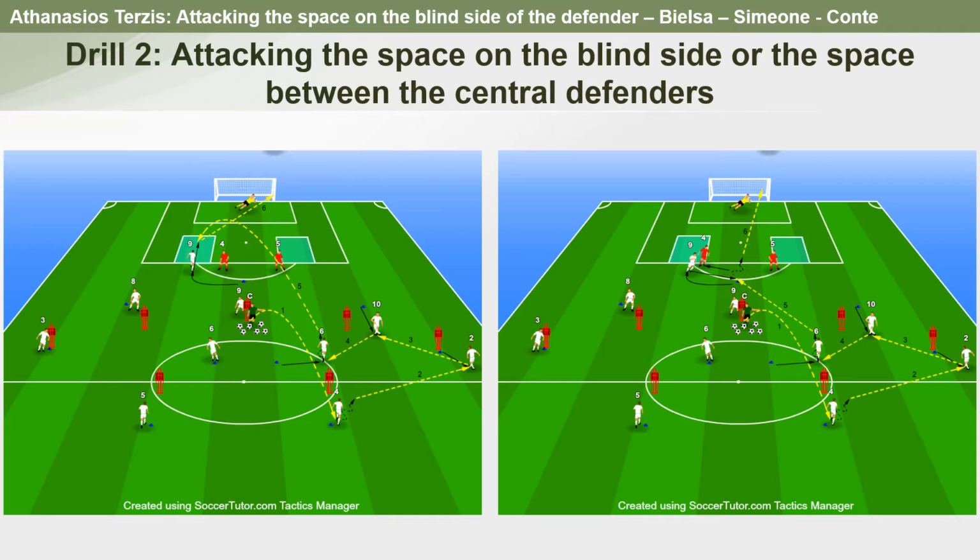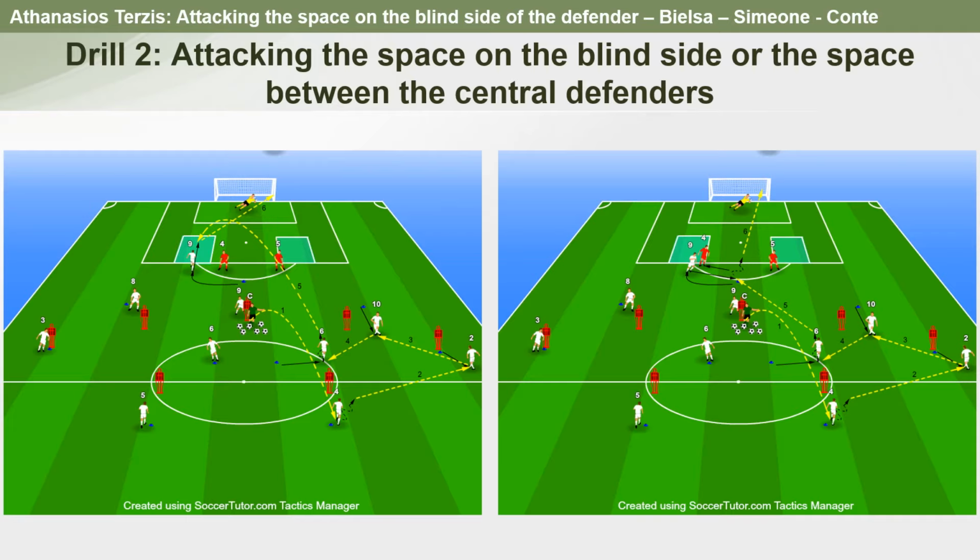As you can see on the diagram on the left, as soon as number 6 receives, number 9 makes a movement towards the blind side of red number 4. As number 4 stays in his position, number 9 uses a well-timed run and attacks the space behind number 4, receives the pass inside the blue area and makes a shot towards the goal.